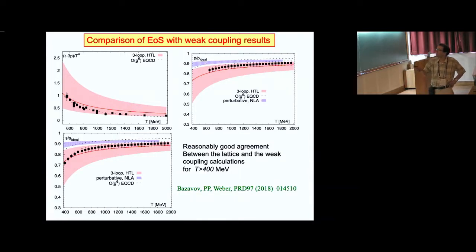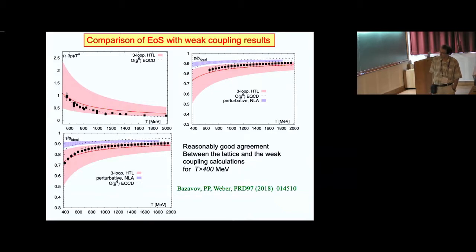So here I show the pressure divided by the ideal gas pressure. Of course, if you go to infinitely high temperature, it should go to 1. Actually, at the highest temperature, which is 2 GeV, it is not too far from 1. It's about 10% below 1. So you may say that the effect of interaction reduces the pressure at the highest temperature by something like 10%. At the lowest temperature, it's probably more like 20 to 50%.